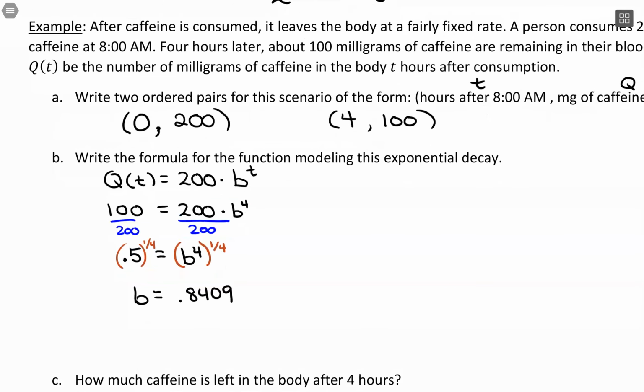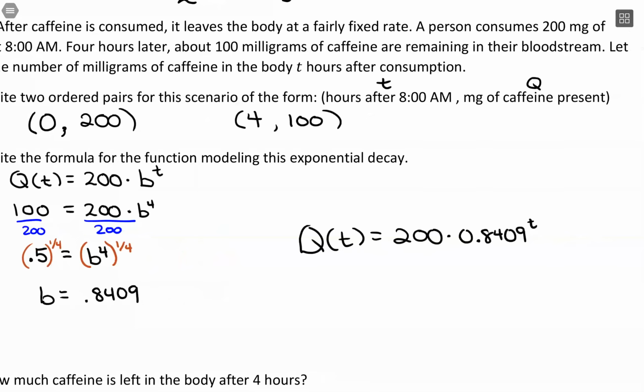Then I'm just going to make this little check that, okay, as time is passing, it's decaying, so we have less in the bloodstream. So having a growth factor that's between 0 and 1 makes a lot of sense, because we're seeing an exponential decay. So, Q of T equals 200 times 0.8409 with our variable of T in the exponent.